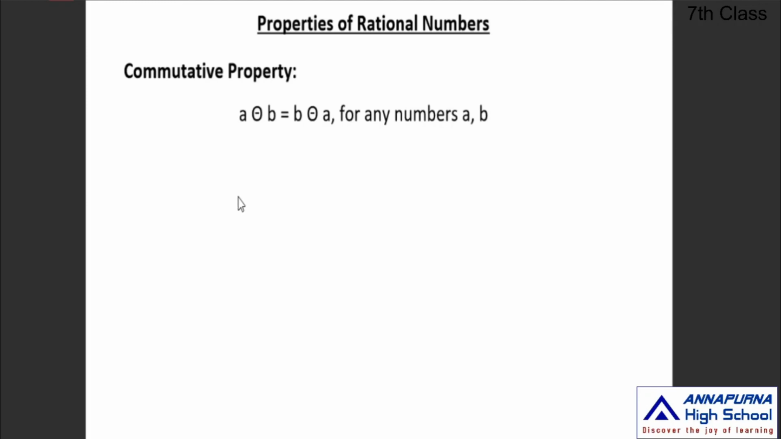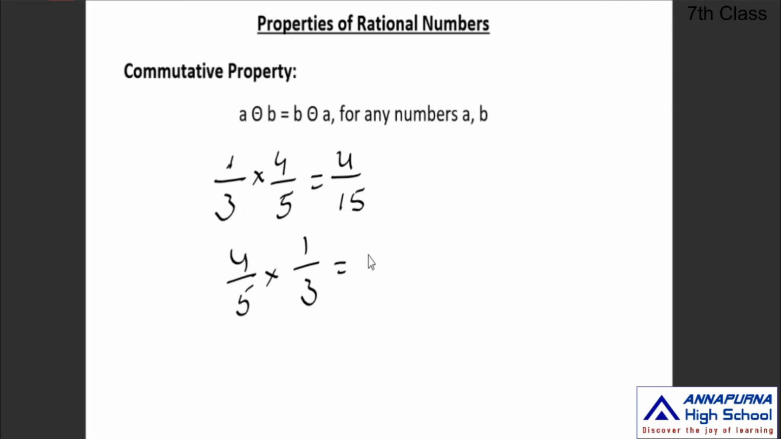Let's do that. For doing that, I am taking two rational numbers like 1 by 3 and 4 by 5 and I am multiplying them. I think everyone remembers how to multiply two rational numbers. By multiplying the numerators and by multiplying the denominators, we get the result. So 1 into 4 is 4, 3 into 5 is 15. So it is equal to 4 by 15. Change the order. Multiply 4 by 5 by 1 by 3. Multiply the numerators, 4 ones are 4, 5 threes are 15. You get the same result?